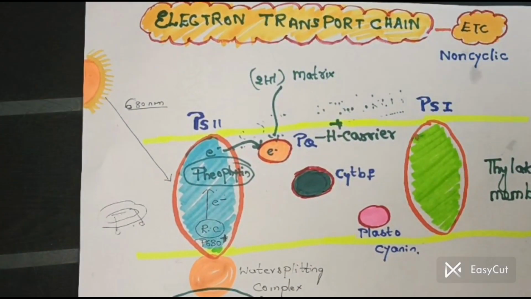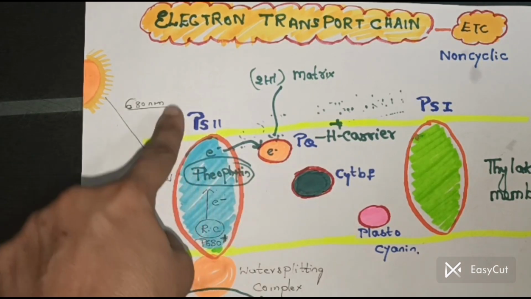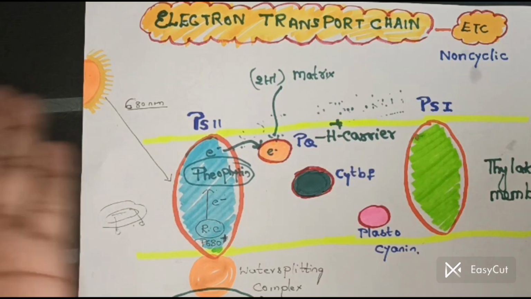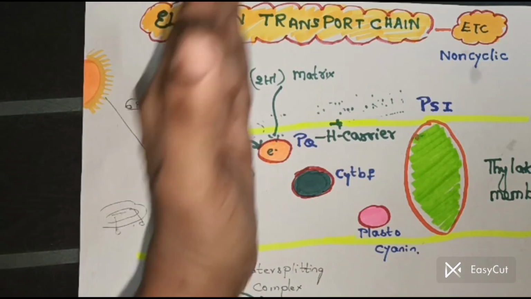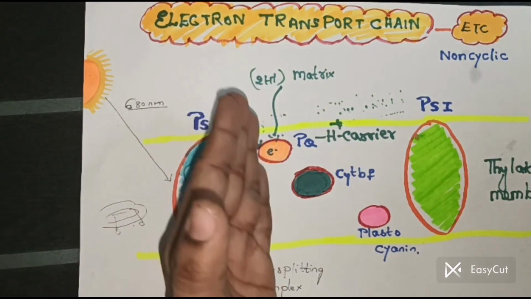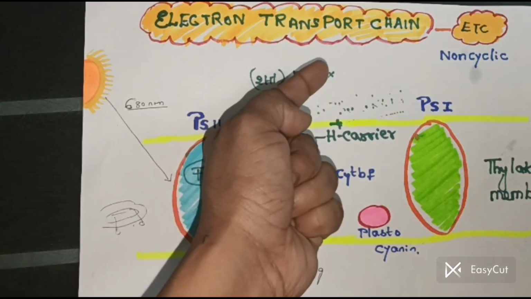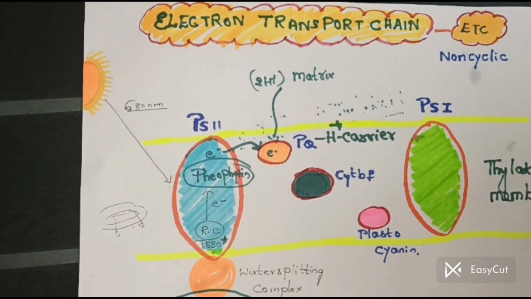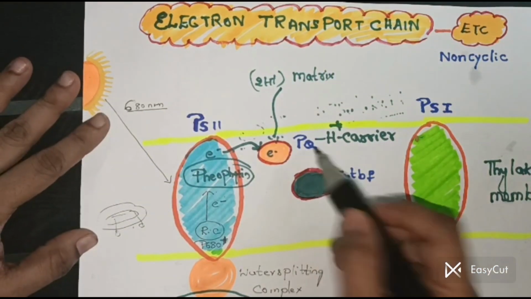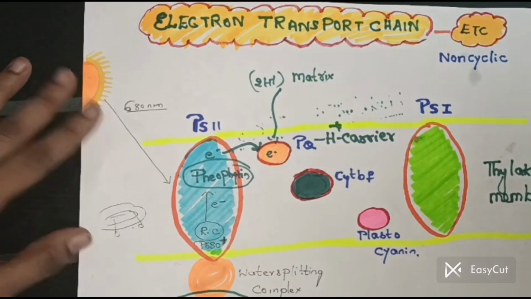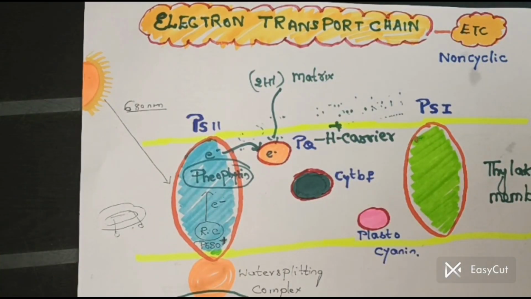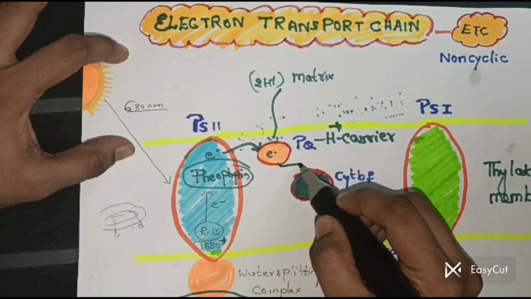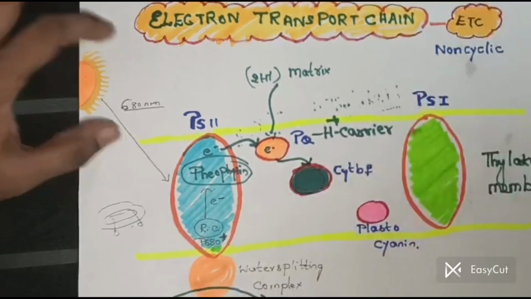Now try to understand. I'm just going to repeat this point. The plastoquinone, which is a hydrogen carrier, is going to pick the electrons from the PS2. After taking the electrons from the PS2, it also picks the protons, or hydrogen, from the matrix. Right. Now with the plastoquinone, there is not only the presence of electrons, there is also the presence of hydrogen. It tries to give them to the cytochrome b6f complex.